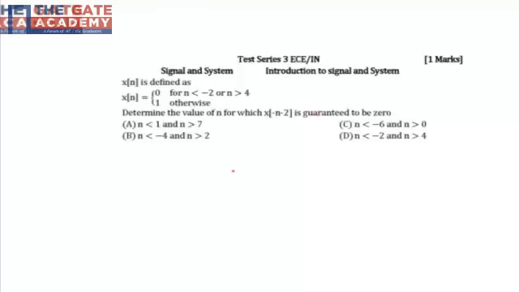First of all, let us plot x of n. If we plot x of n, we get values starting from minus 2, minus 1, 0, 1, 2, 3 and 4. This is n equal to minus 2, minus 1, 0, 1, 2, 3 and 4. The rest part is 0. So this part is nothing but our x of n.